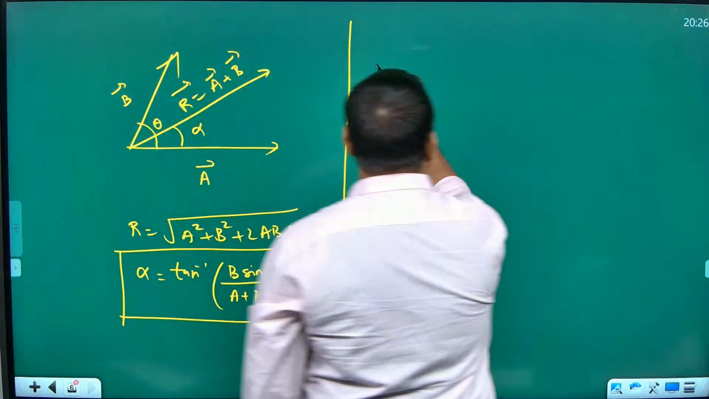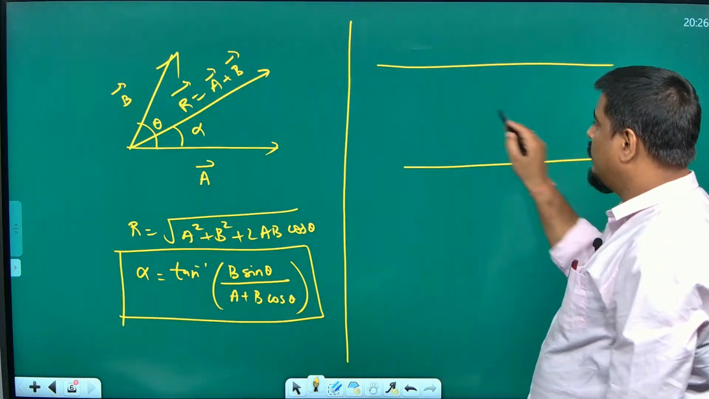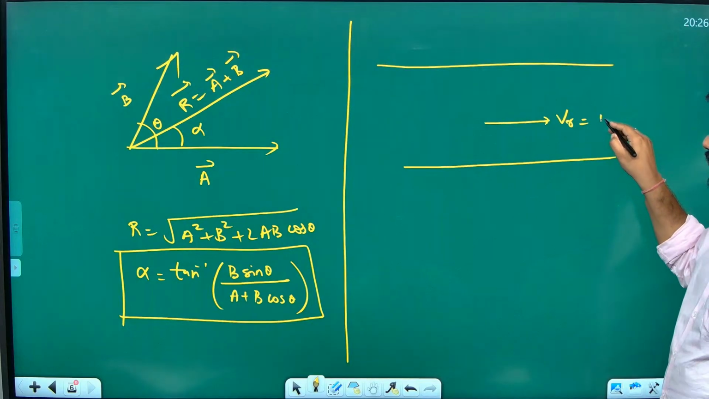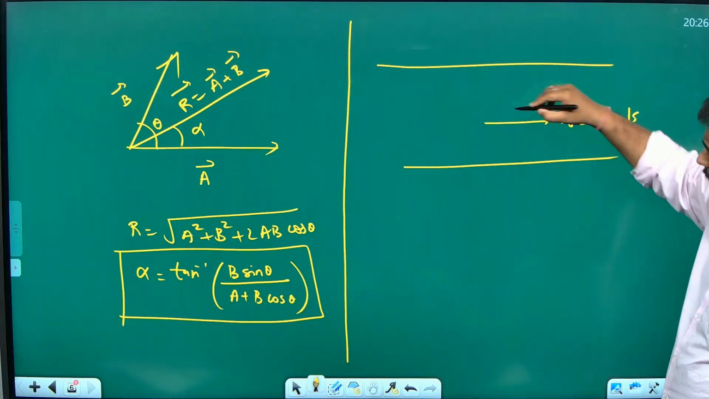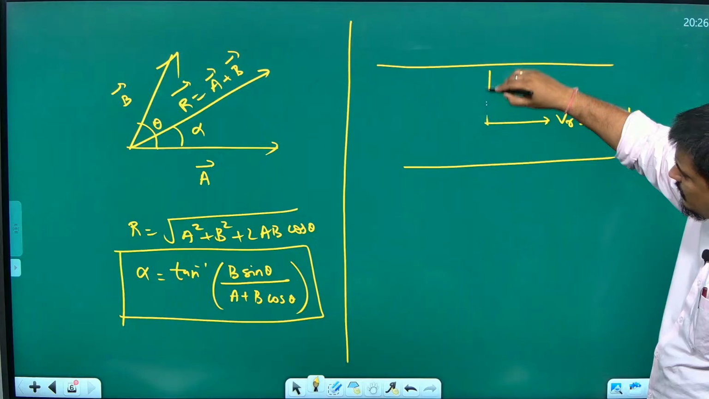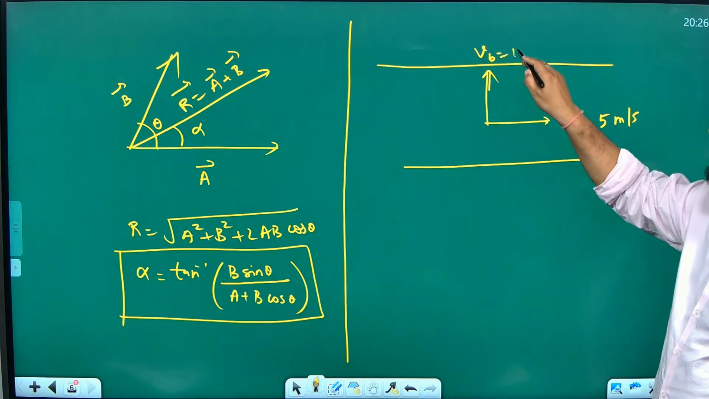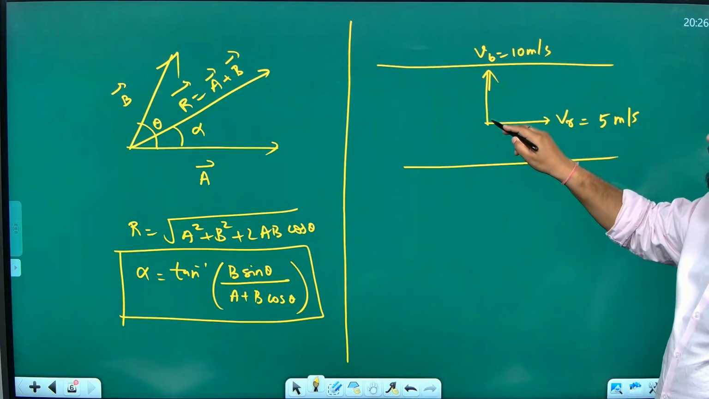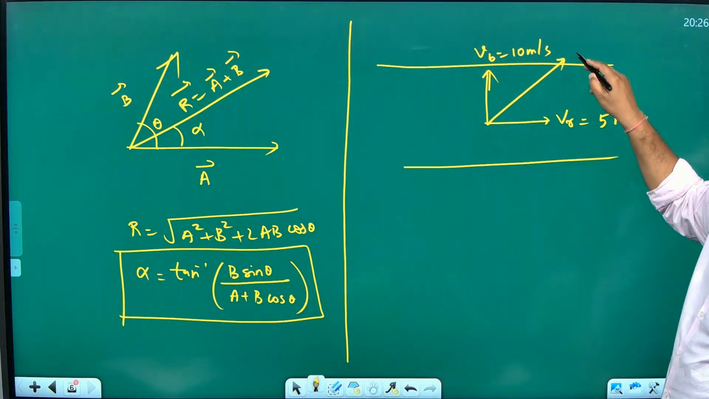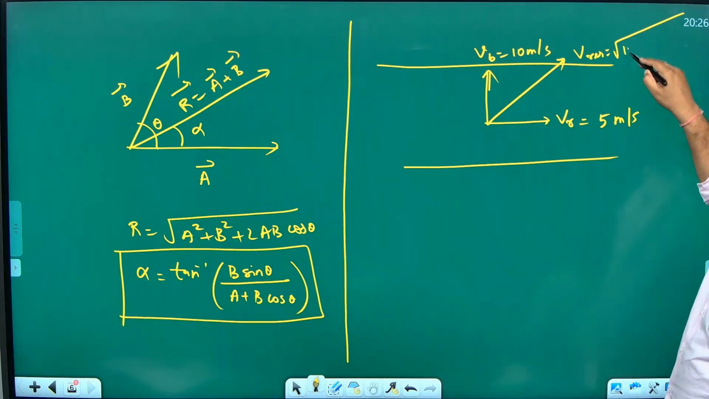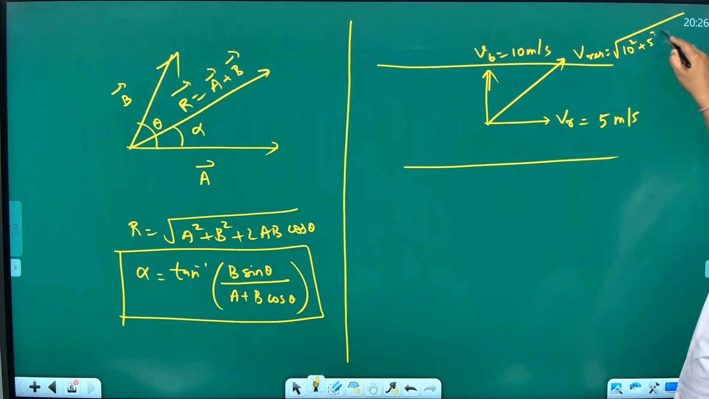I hope you have drawn the river direction from left to right by now, which is having a velocity of how much? 5 meter per second, I told, no? And the boat is trying to move across the river direction. What is the velocity? 10. Velocity of boat is 10 meter per second. So this is the resultant, and V resultant will be root over 10 square plus 5 square, because 2 into 10 into 5 into cos 90 will come, and cos 90 is 0.